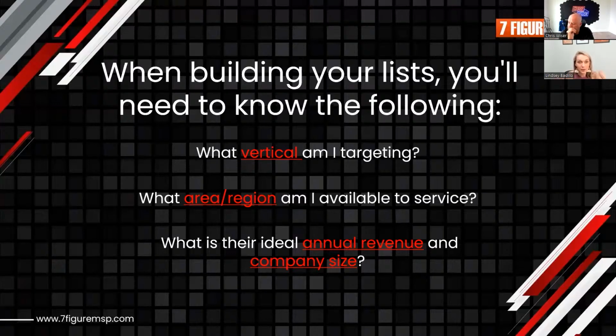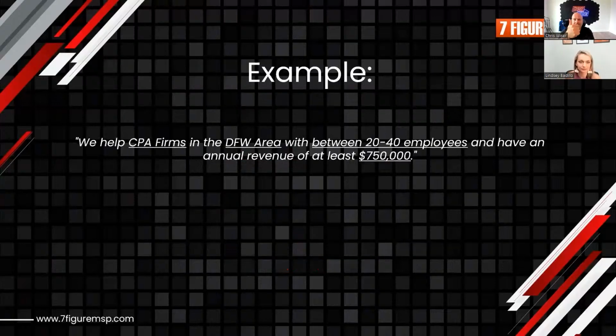If you have questions on this, put them in the Q&A. Now's your chance. All right, so here's a few examples. We help CPA firms in the DFW area between 20 to 40 and at least 750. So there's another example right there.